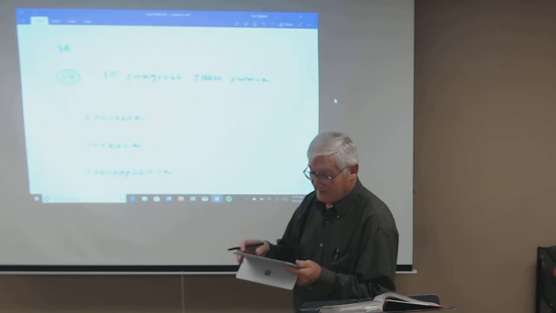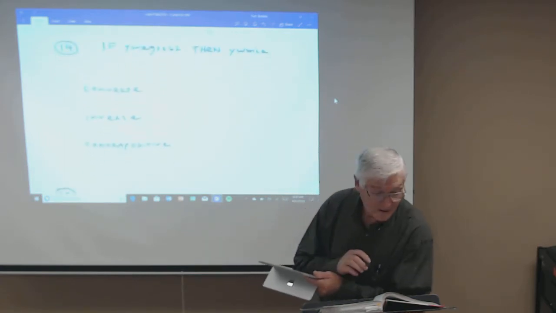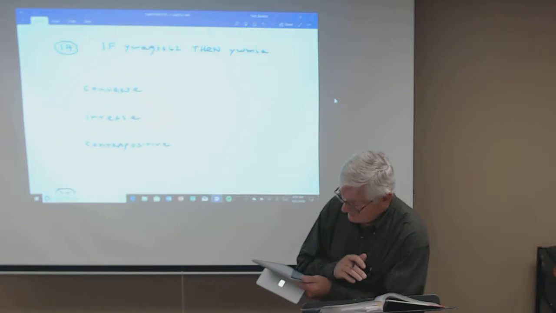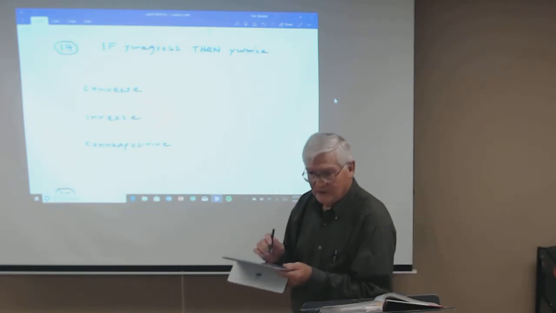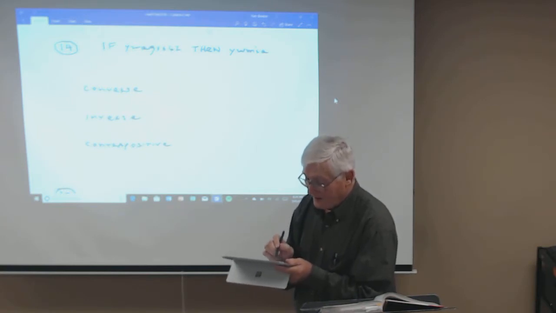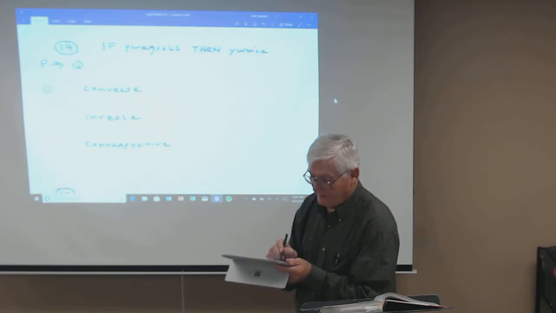Number 13. Skip it and go to number 14. Number 14. Write the following. The converse. Do you have your notes for converse, inverse, and contrapositive? So, here's if P, then Q. What's the converse? If Q, then P. What's the inverse?